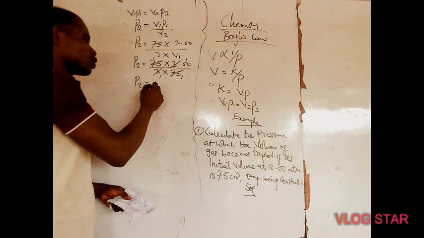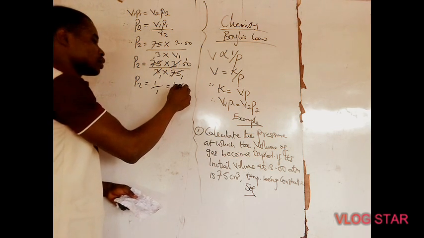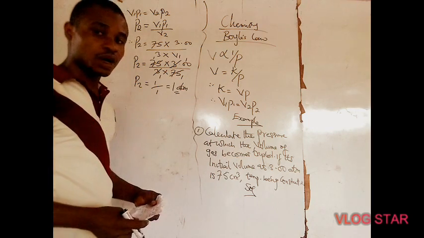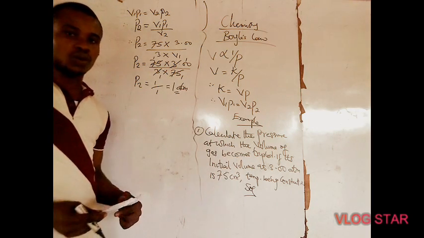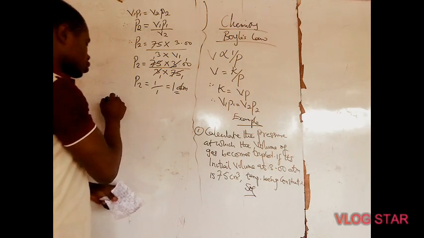So 1 times 1 is 1 all over 1 times 1 is 1. And 1 divided by 1 will give us 1 atm. So this serves as the final pressure of the gas whose volume was tripled. Therefore, let's go down to example 2.